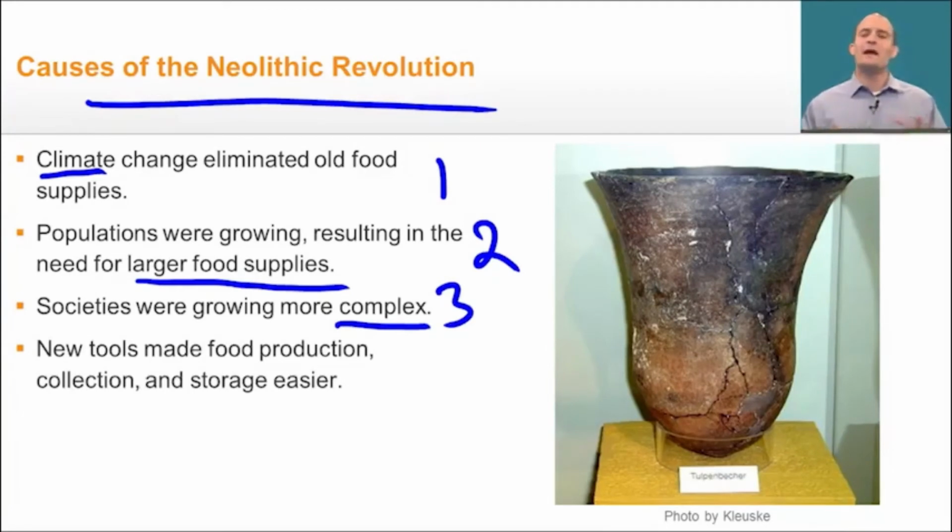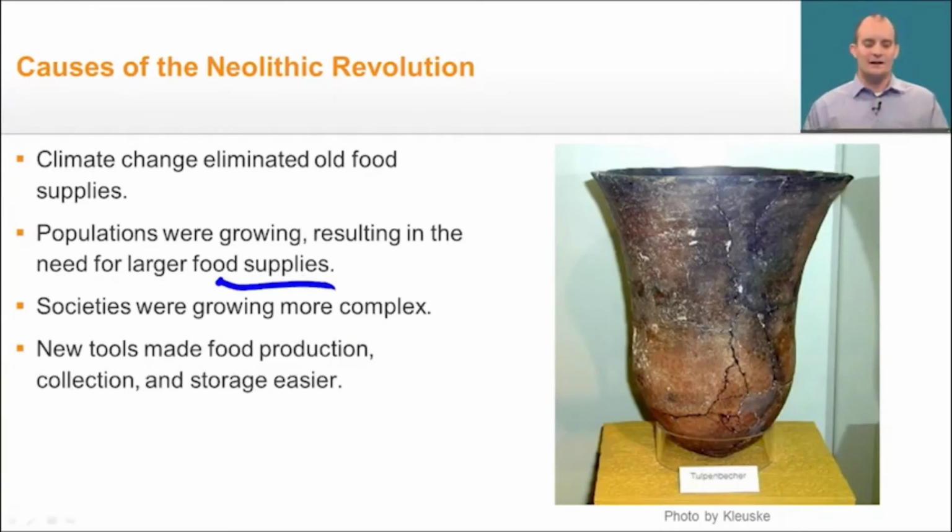Recall that during the Paleolithic period, people had 2 professions, if you will. They were either a hunter or they were a gatherer. Now they didn't need to focus on just hunting or just gathering. They could focus on other things because farming and the domestication of animals led to a larger food supply.